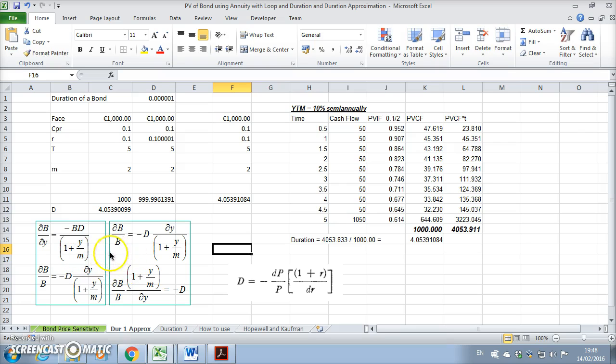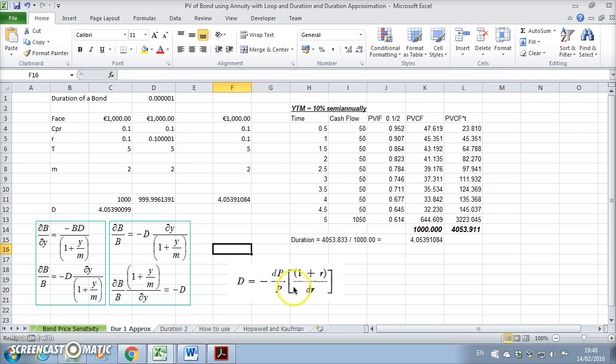Now, if we reconfigure this to just isolate duration on its own, we can, by bringing the other variables across to the other side of the equal sign, find that negative duration is equal to the change in the bond price over the original bond price multiplied by 1 plus the rate of interest, the discount rate or yield, divided by the frequency of compounding or frequency of coupons, all over the change in the interest rate.